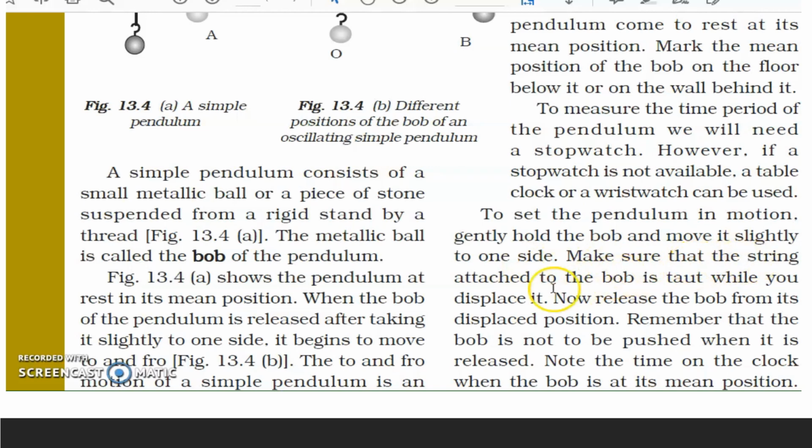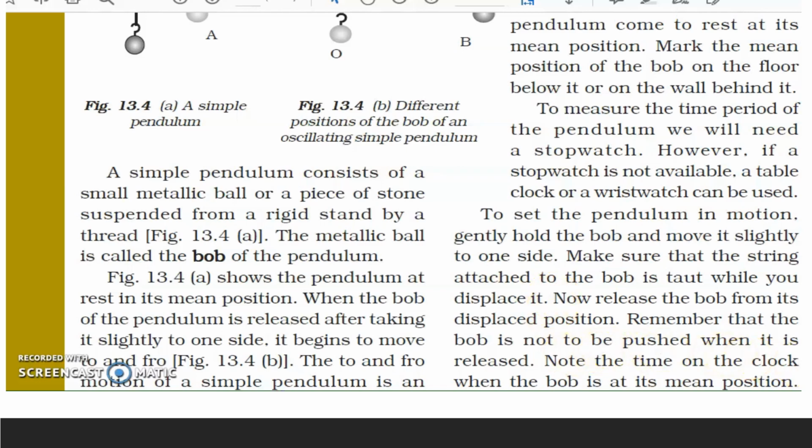Make sure that the string attached to the bob is taut while you displace it. Now release the bob from its displaced position. Now you will not touch it, and you will measure the oscillation of the simple pendulum to know the time period.